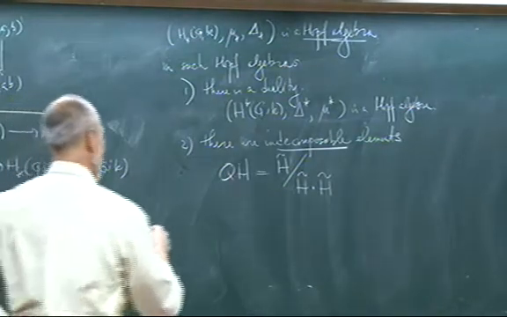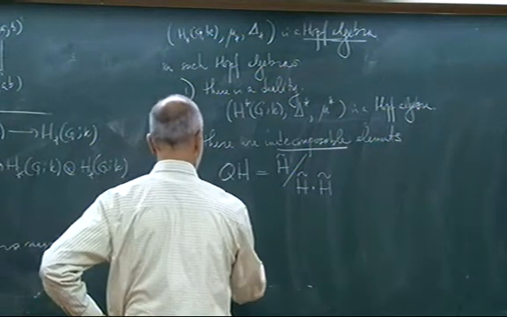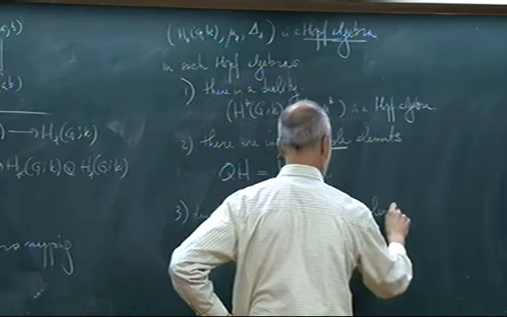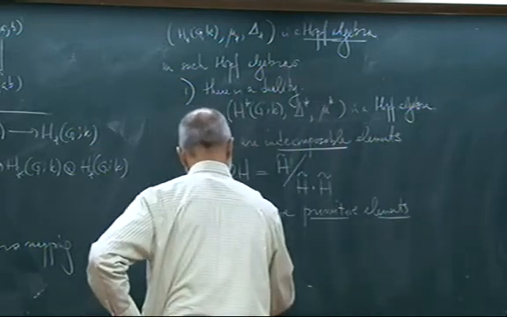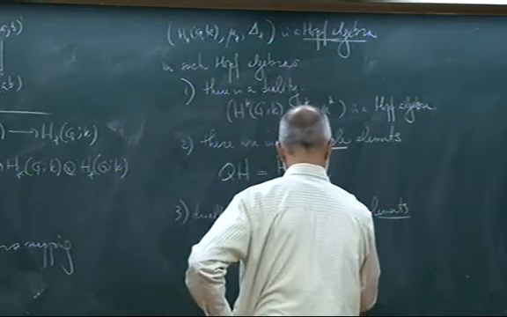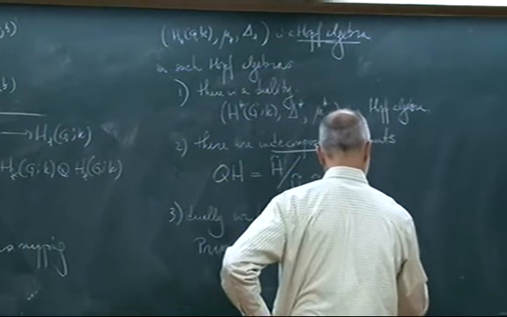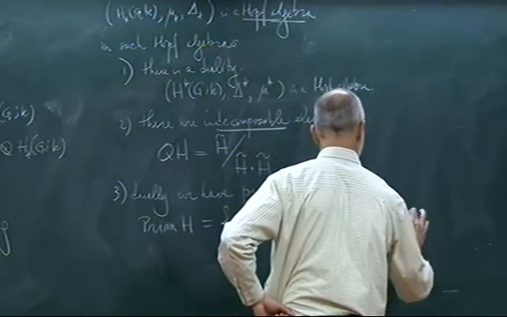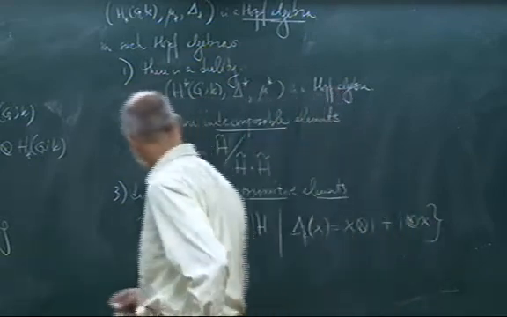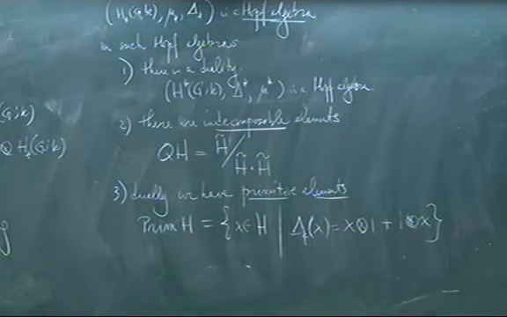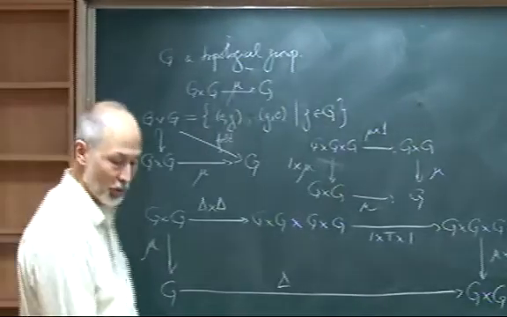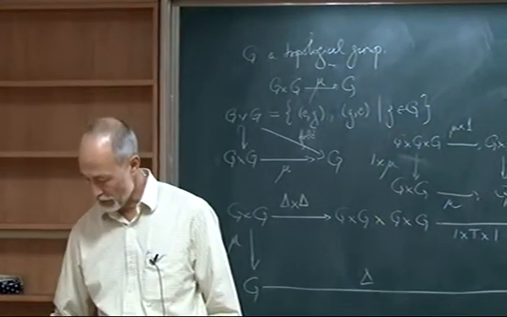Okay, so I have indecomposable elements, and then dually we have primitive elements. So I'll write this as prim H. These are X in H such that delta, the co-product on X, is given by X tensor 1 plus 1 tensor X. So these are general things which you can associate to a Hopf algebra, and which I'll be interested in talking about. So this brings me to one of my favorite arguments of all time.